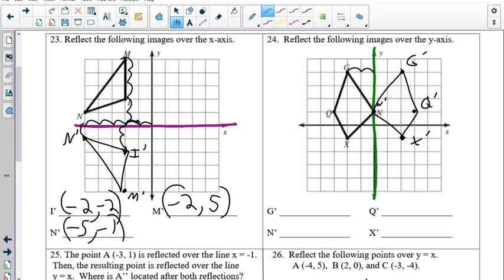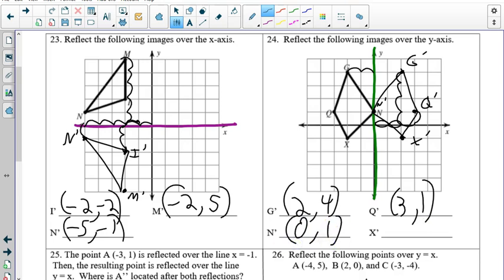So where is G prime? It's at 1, 2, 1, 2, 3, 4. 2, 4. 2 to the right, 4 up. Q prime, 1, 2, 3, and up 1. N prime, same space, same place, either one. 0, 1. We don't move left, we don't move right, just up 1. And X prime is 2 to the right, down 1.